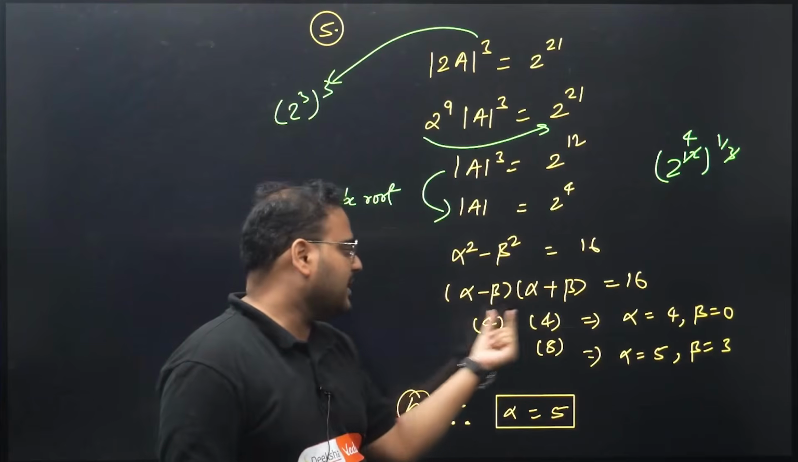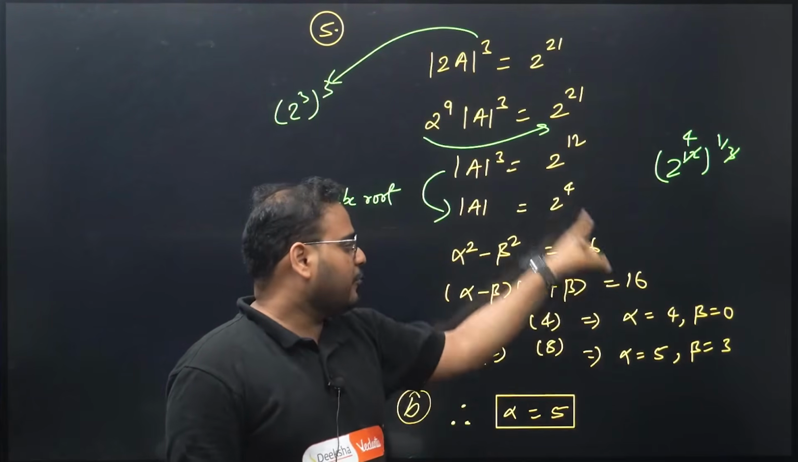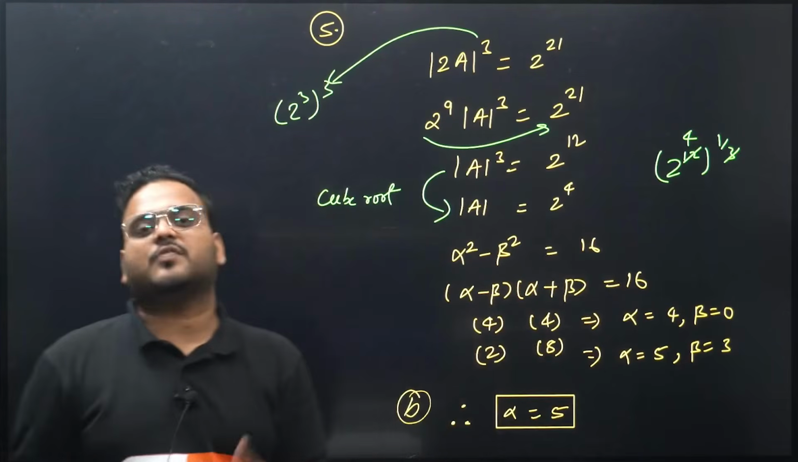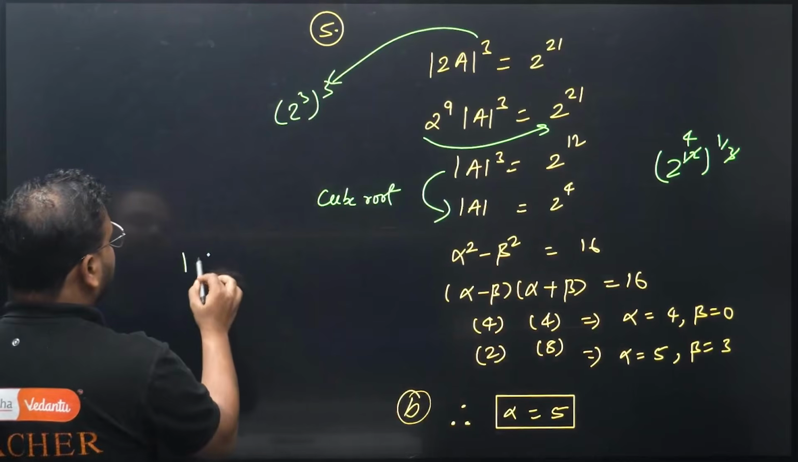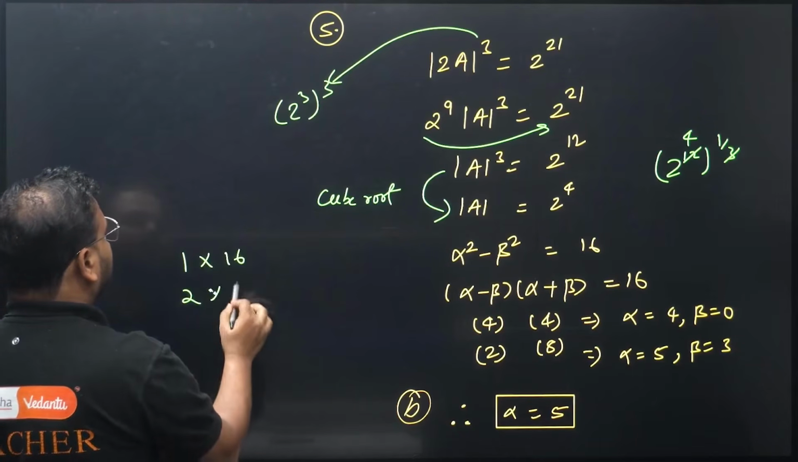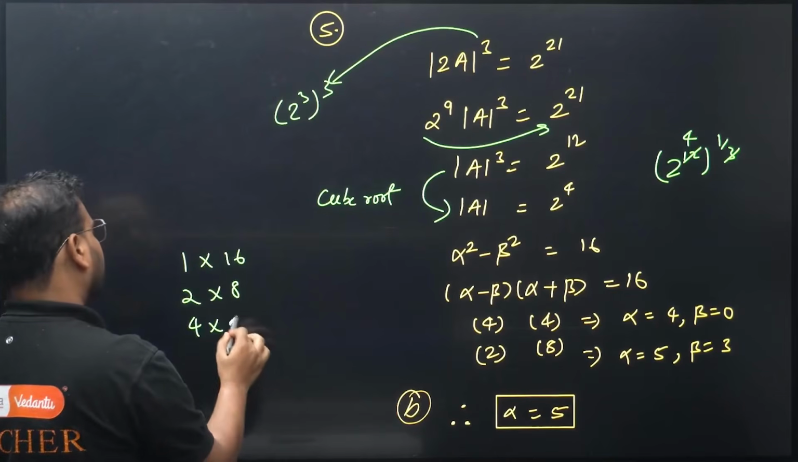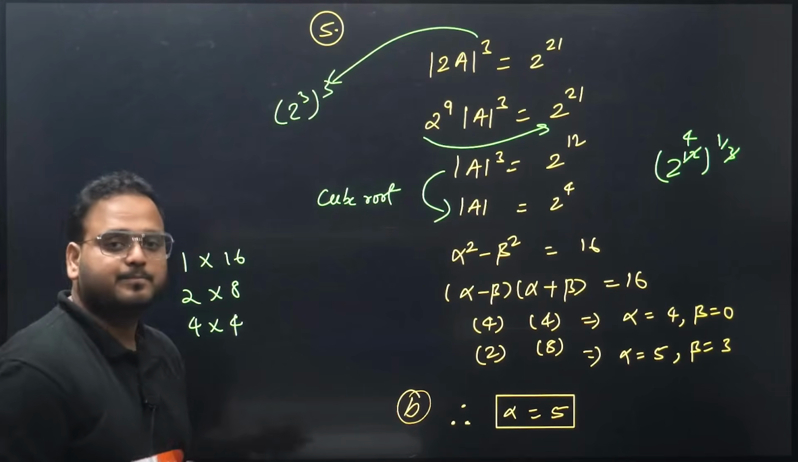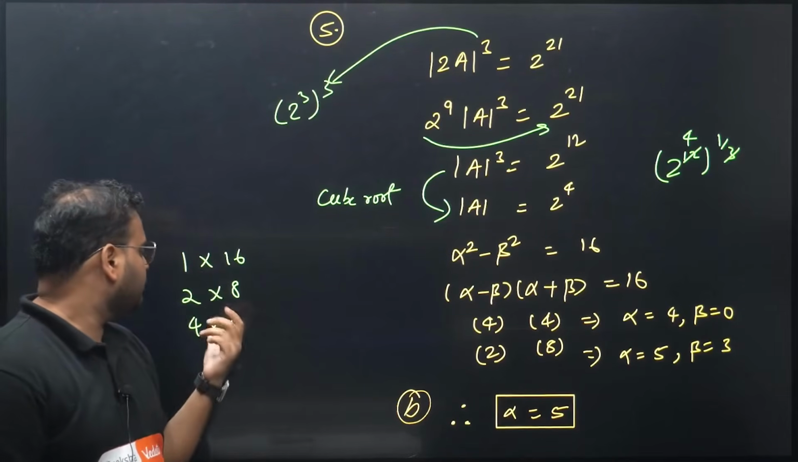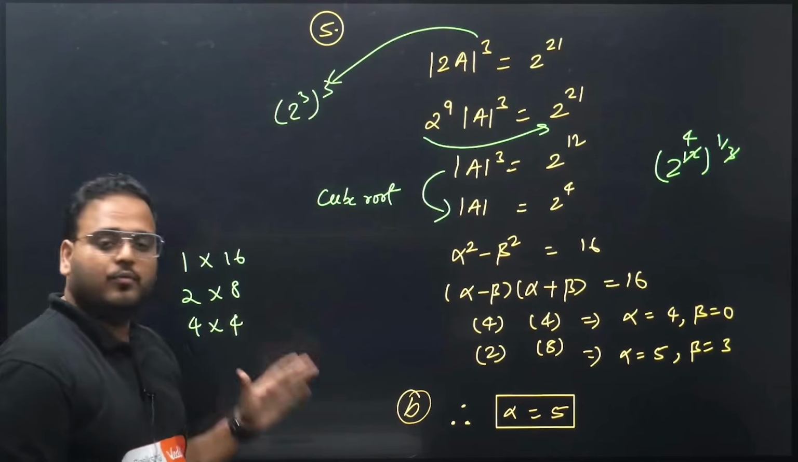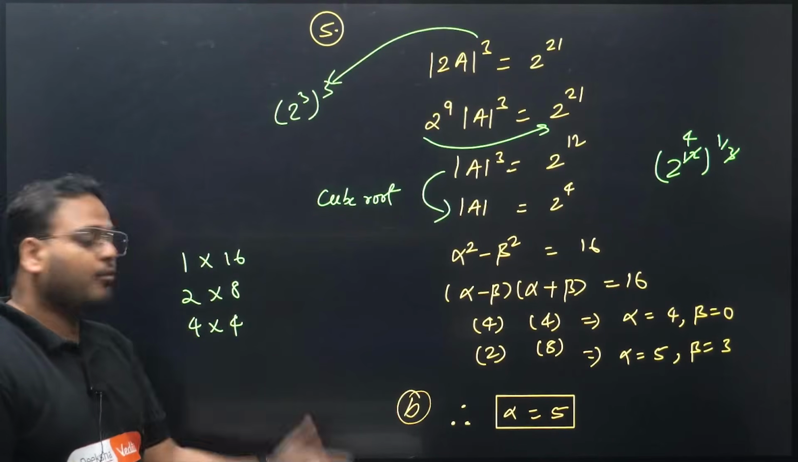You get alpha minus beta, alpha plus beta. 2 power 4 is 16. Now what are the factors of 16 possible? You can write 1 into 16, 2 into 8, or 4 into 4. Any other factor that you have? No, right? 1 into 16, 2 into 8 and 4 into 4.